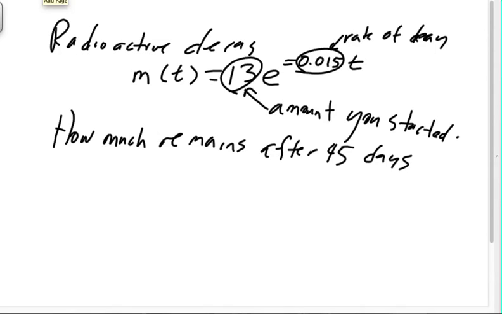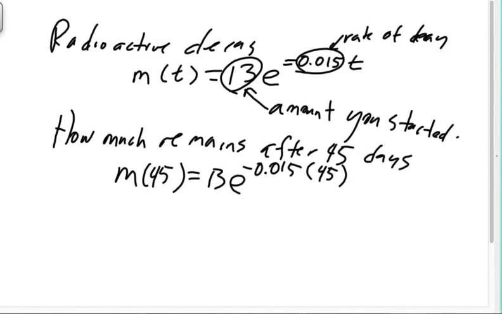So on this one, all we do is plug it in. So m of 45, which is the amount of mass after 45 days, equals 13 times e to the negative 0.015 times 45. Plug that in your calculator, and it works out to be around 6.62 grams left. So we're almost at half of it there. 45 days is not going to be exactly our half-life, but it'll be pretty close to it.